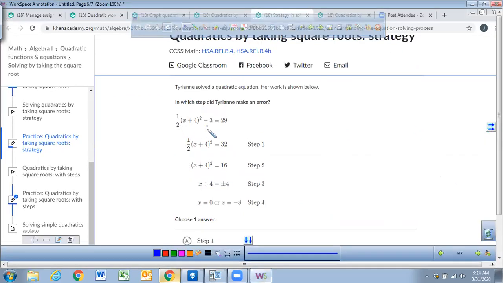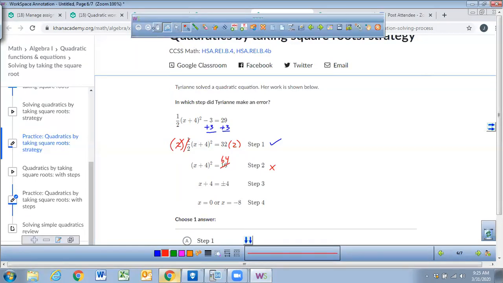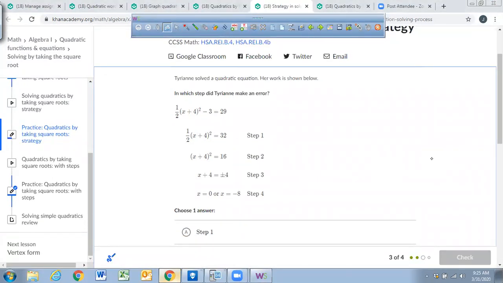First step here, you should add 3 to both sides, and that becomes 32. So they did that. Step 1's good. Next step, they should multiply both sides by 2. When you multiply this side by 2, these cancel out. So that's good. But 32 times 2, what should this number be? 64, right? So it looks like they messed up in step number 2.